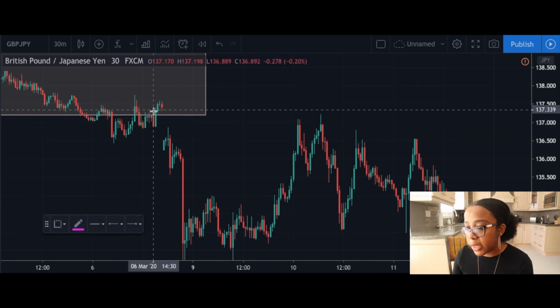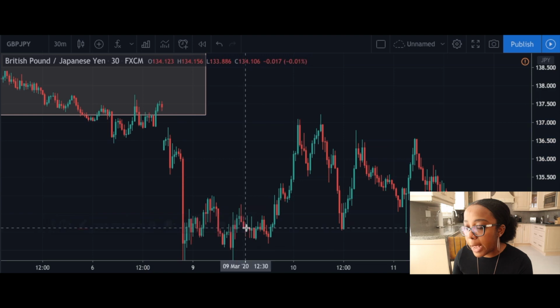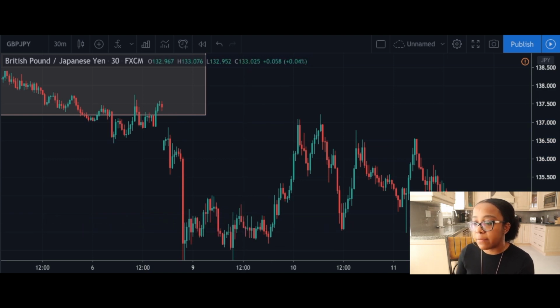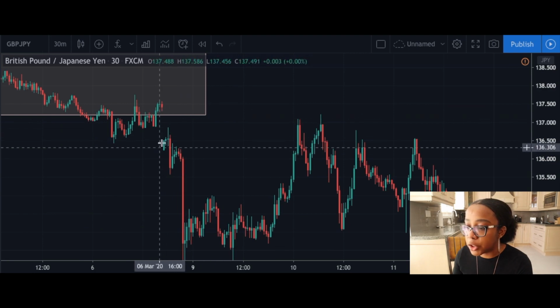If this is what you visualized, price breaking down, coming back up, and then going down, that's not what happened. So you have to be versatile. You have to understand that price might not do exactly what you visualize it to do.